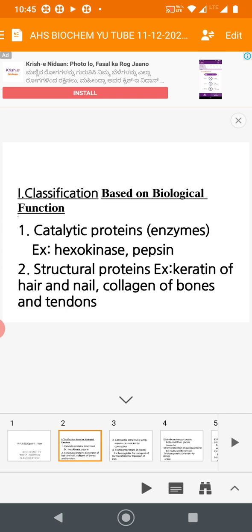Classification based on biological function. How many are there? There are 10 based on biological function. One is catalytic protein, hexokinase, which is required for conversion of glucose, and pepsin, a proteolytic enzyme. Second one, structural protein: keratin of hair and nail, and collagen, which is distributed throughout the body, bones and tendon.